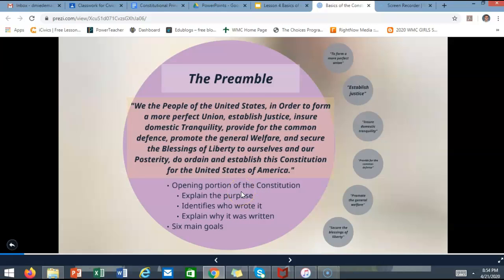Once again, the purpose. The purpose is 6 main goals. I am not going to ask you to memorize these, so don't bother writing them down. But the 6 main goals are to form a more perfect union, to establish justice, to ensure domestic tranquility, to provide for the common defense, to promote the general welfare, and to secure the blessings of liberty. I'm going to skip through those slides, but if you want to read through them on your own, you're more than welcome to. But you do not need to memorize those 6 main goals. You do need to know what the preamble is and what its purpose is, to explain the purpose of the Constitution and identify who wrote it.